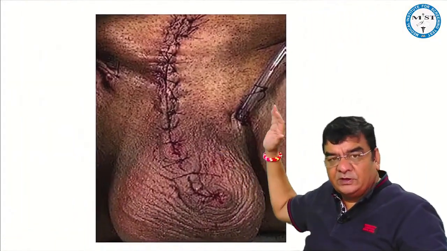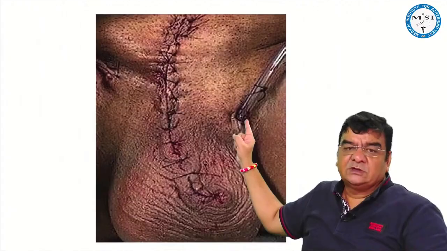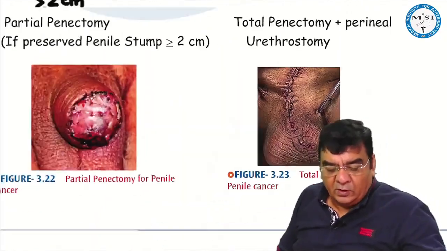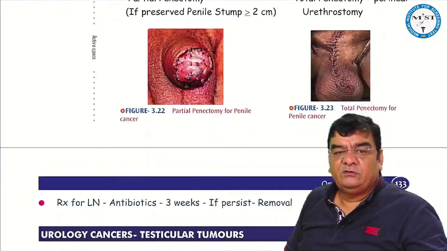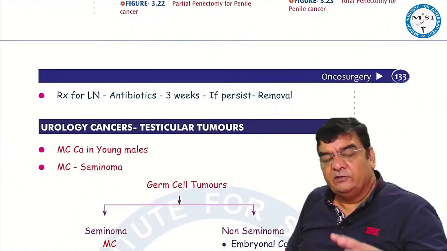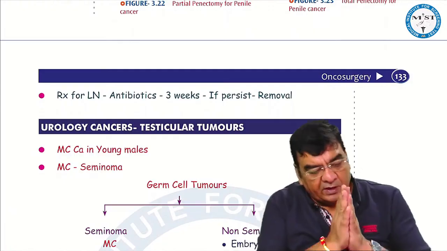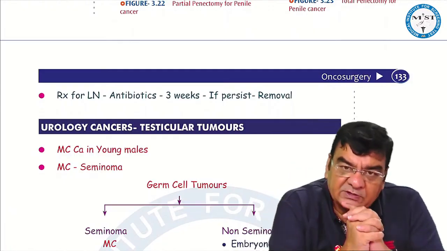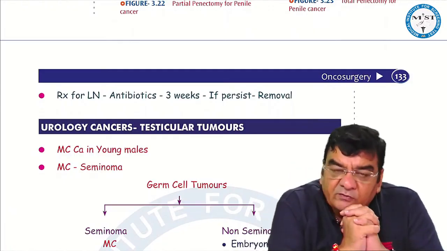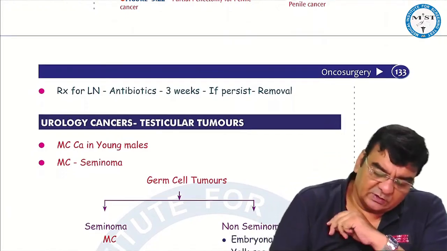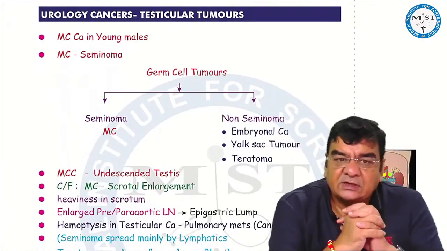After removing the complete penis, we refashion the urethra and the perineum, a perineal urethrostomy. For inguinal lymph nodes, we give a 3-week antibiotic course. If they were enlarged because of infection, antibiotics will treat them. But if they were because of tumor, they will persist even after antibiotics, and then we have to remove those inguinal lymph nodes. Testicular cancer is the most common cancer in young males.